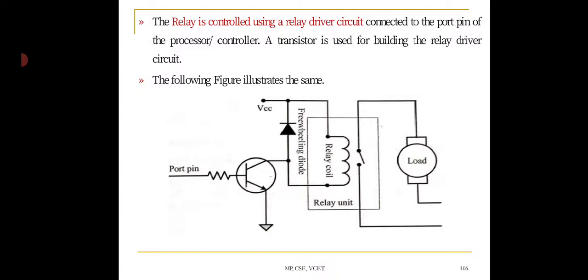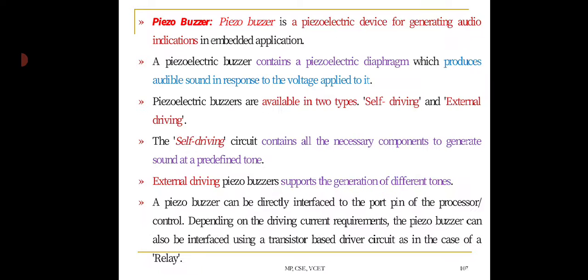The relay is controlled using relay driver circuits connected to the port pin of the controller. A transistor is used for building a relay driver circuit, as shown in the diagrams.